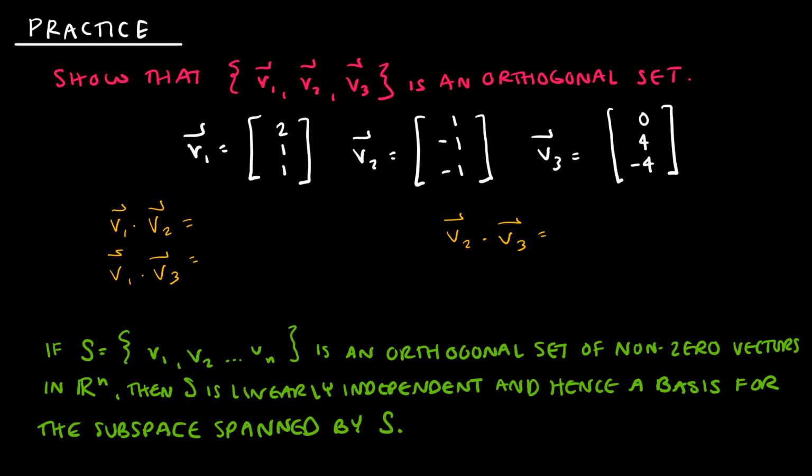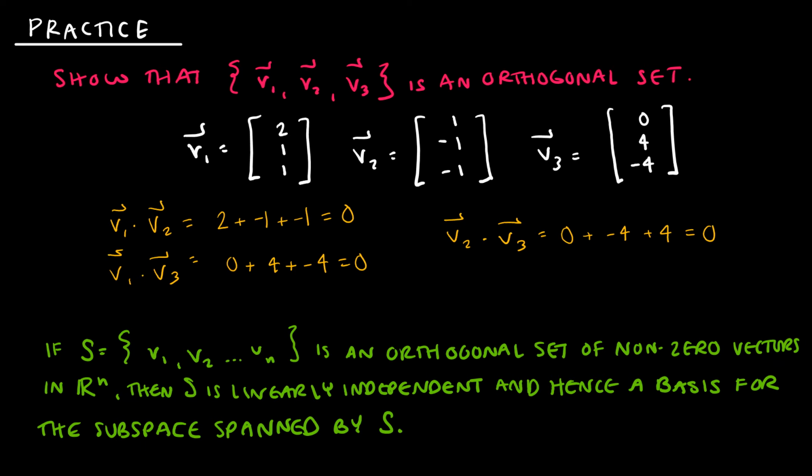So v1, v2 would be 2 times 1, plus 1 times -1, plus 1 times -1, which is 0. v1, v3 would be 2 times 0, plus 1 times 4, plus 1 times -4, which is 0. And then v2, v3 would be 0, plus -1 times 4, plus -1 times -4, which is 0. So I've shown that it is an orthogonal set.